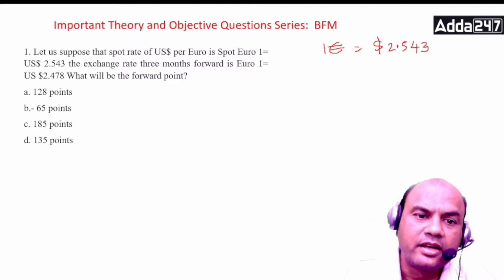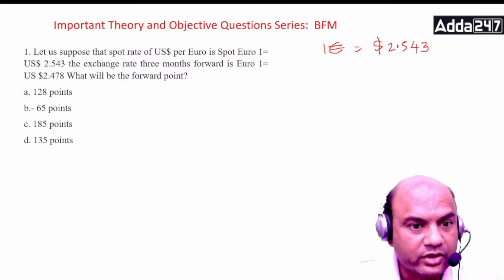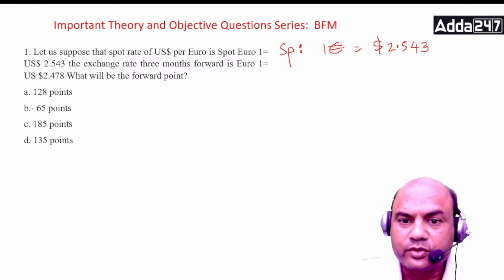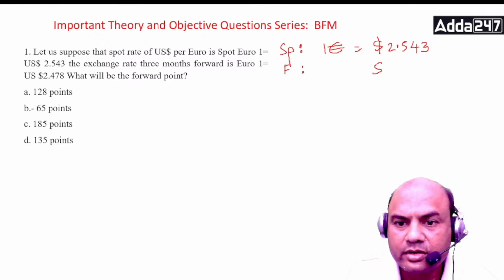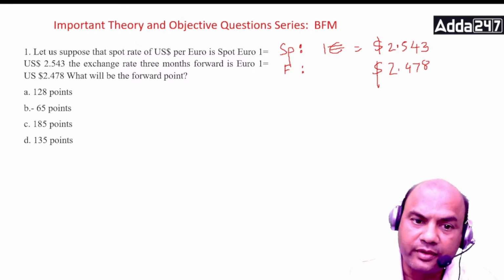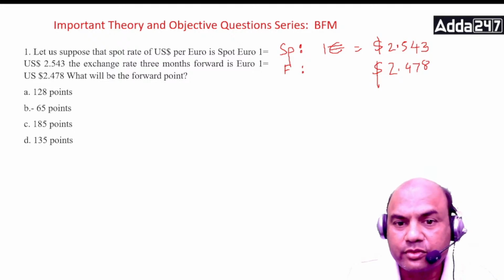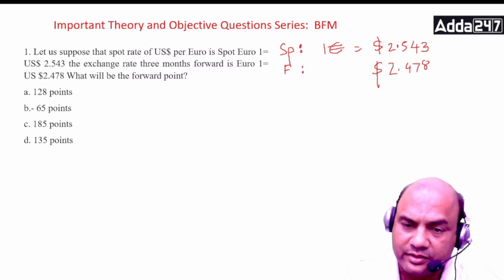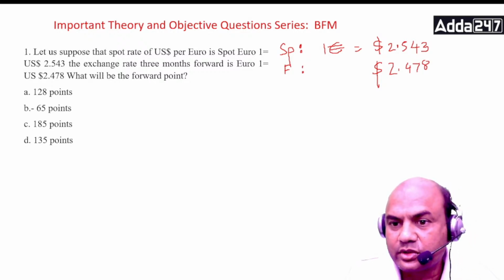This is your currency, this is given. The exchange rate 3 months forward is 1 euro equals 2.478. So this is for the spot, and this is for the forward. What is the forward rate given? 1 euro equals dollar 2.478. So this is the forward rate, 3 months forward, and spot is 1 euro equals 2.543. So which is higher? This is higher, right? So it means the currency is at discount.